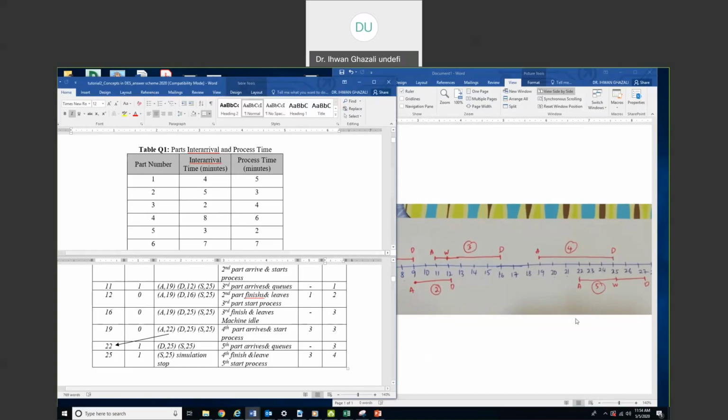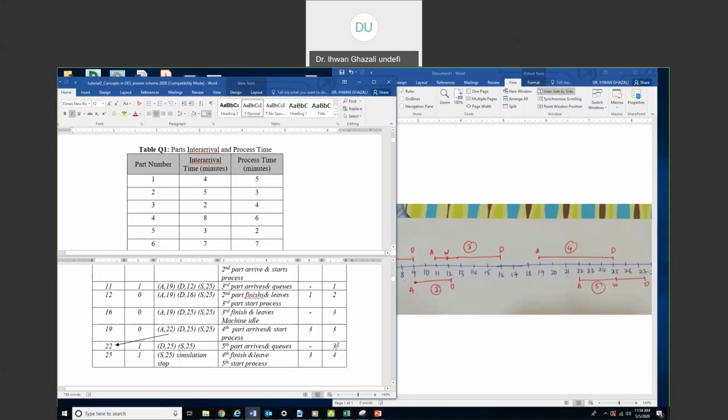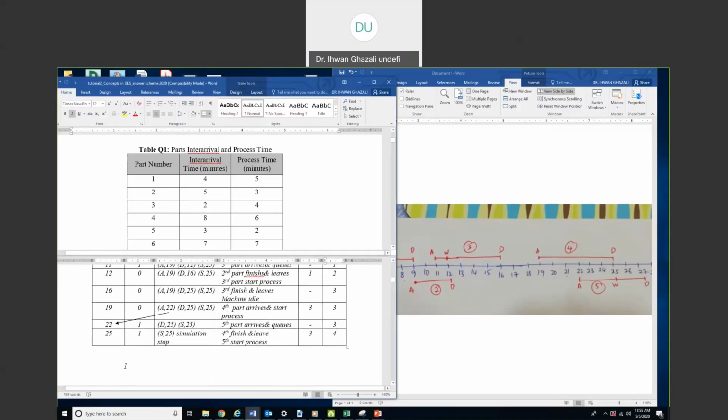Used for 3 minutes. Okay. This is 3 minutes. 1, 2, 3. So one part waiting here. One part waiting 3 minutes. And already three parts finish. Same three. And the last one is 25 here.